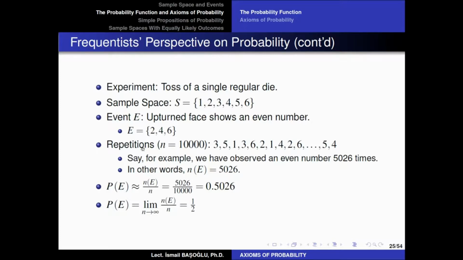Now, let's just say we are repeating this die toss experiment 10,000 times. We are repeating and we are recording each outcome until all 10,000 experiments are performed. So the first experiment results in a 3, the second experiment results in a 5, and so on and so forth. It goes like this: 1, 3, 6, 2, 1, until all 10,000 outcomes are recorded for 10,000 repetitions of the experiment.